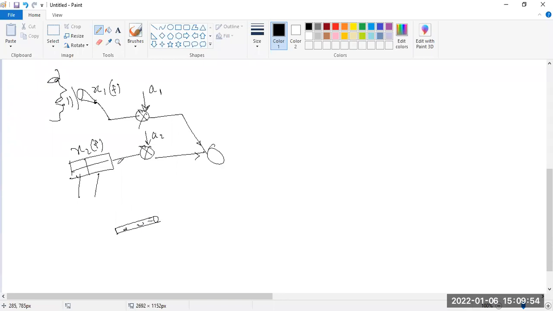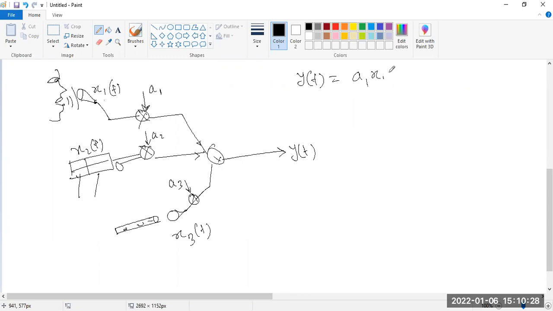Okay, then say the gain is a3, and the signal is x3(t). So whenever we get this mixture, we get a complete song, that is y(t). How could I represent this in our signal system? Say y(t) is a1 x1(t), because this gain is multiplied with this signal. Just remember, this is amplitude multiplication.